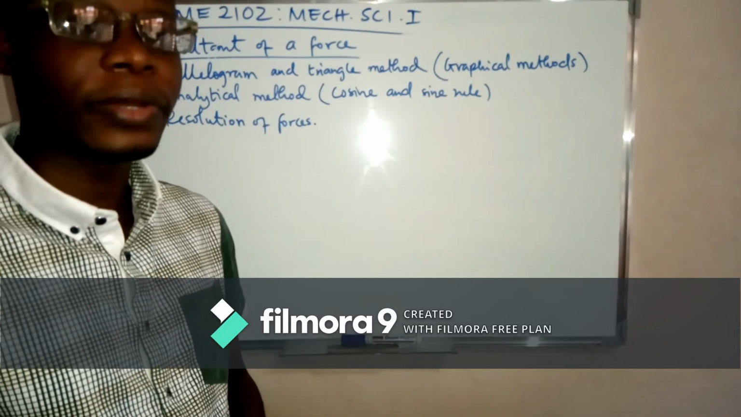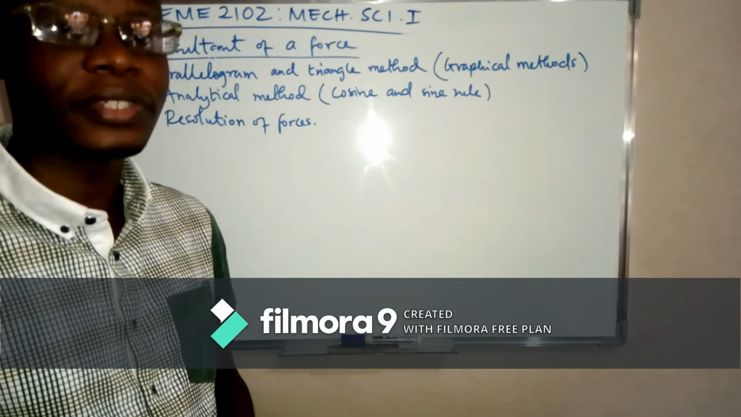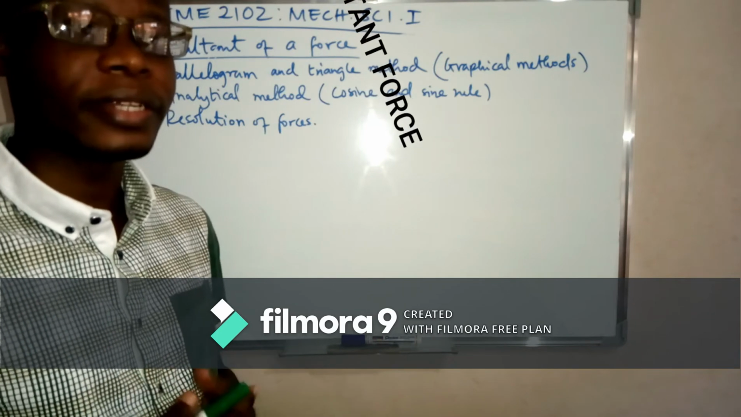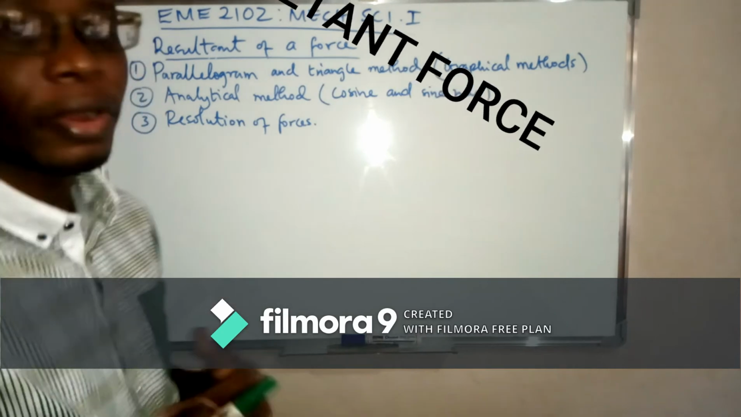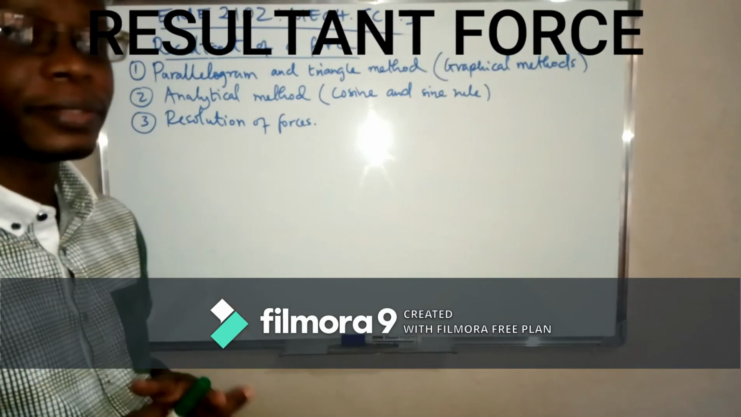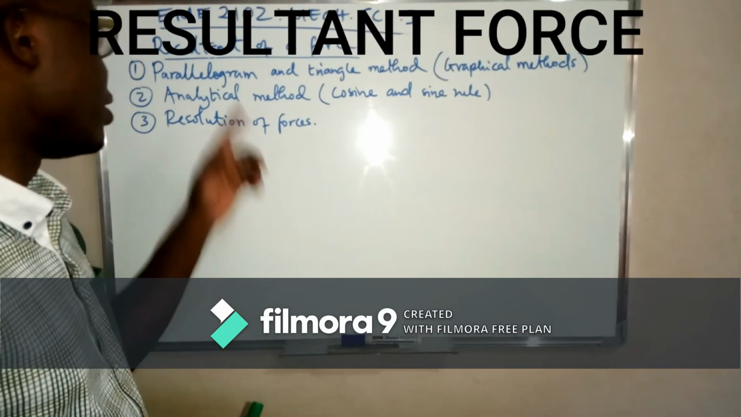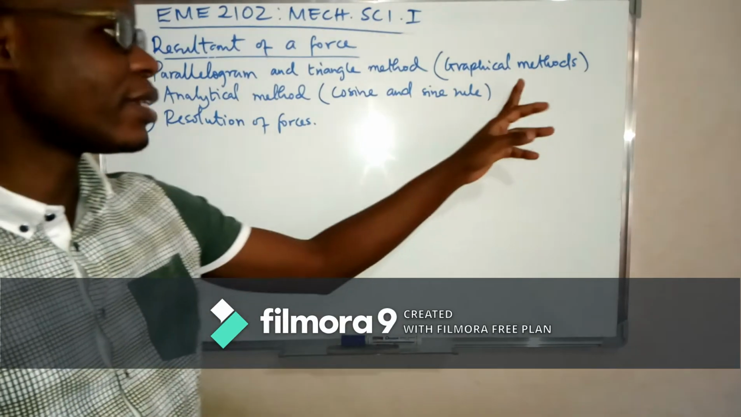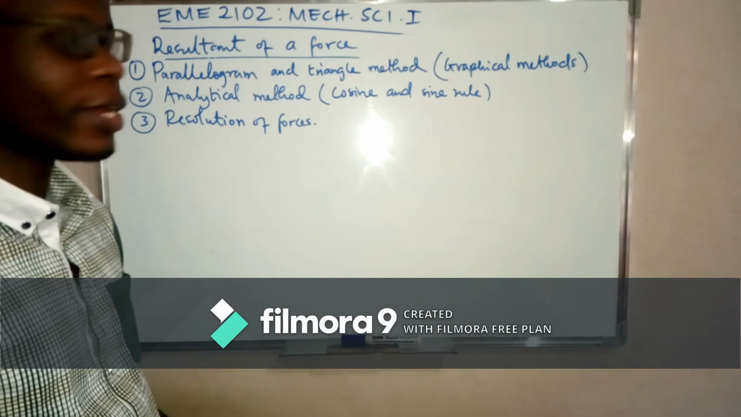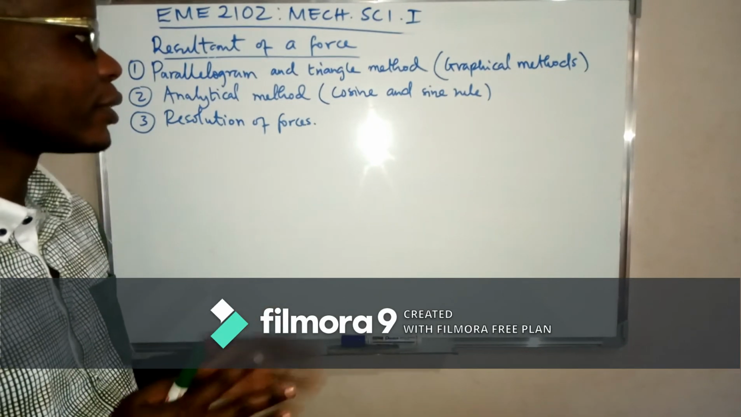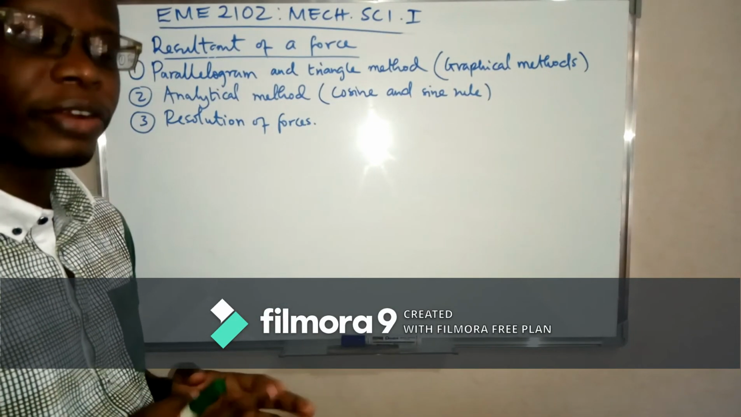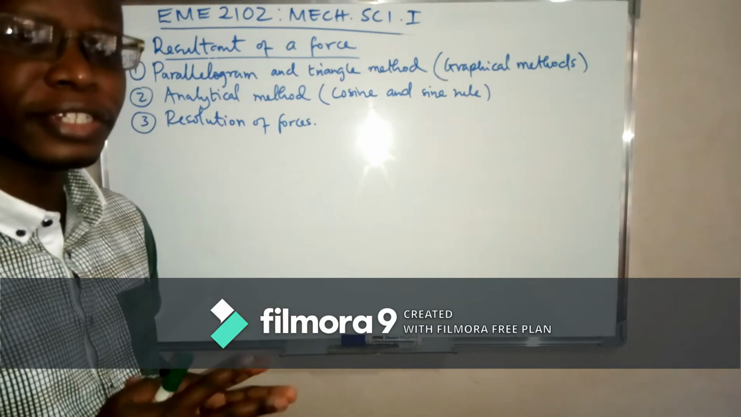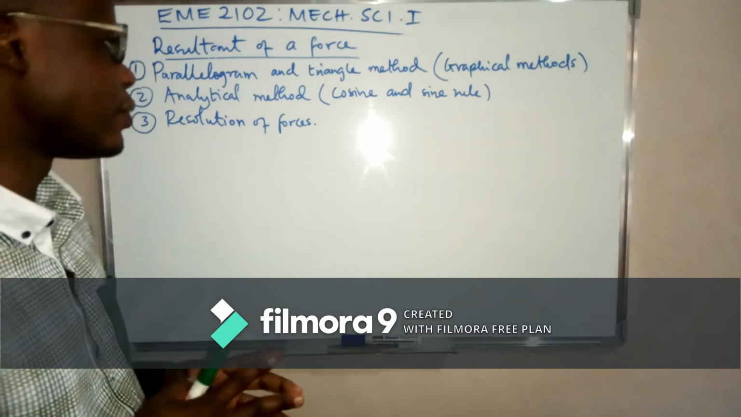So last time we were looking at resolution of forces, how we can get the resolution of a system of forces. We had already looked at the parallelogram and triangle methods. These are graphical methods whereby you can use scales to get the direction and magnitude of a resultant force.